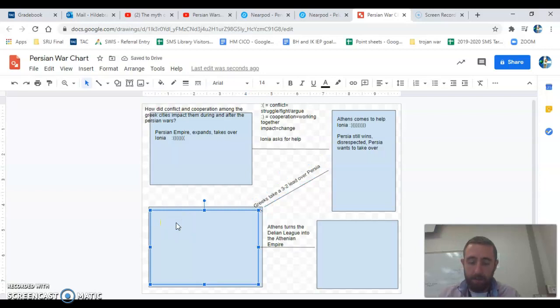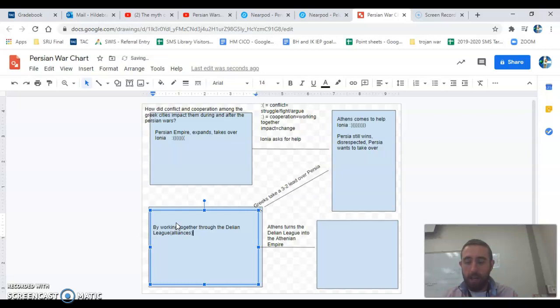But by working together through the Delian League, which I'll put in parentheses, that is the alliances. They all kind of teamed up, the cities, and worked together. The Greeks defeat Persia. Okay?